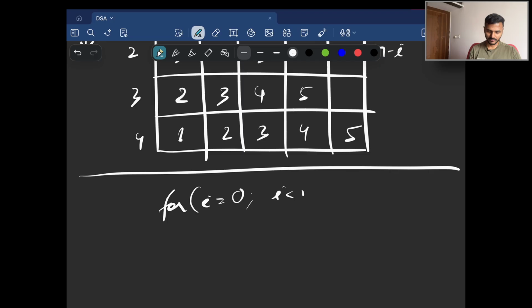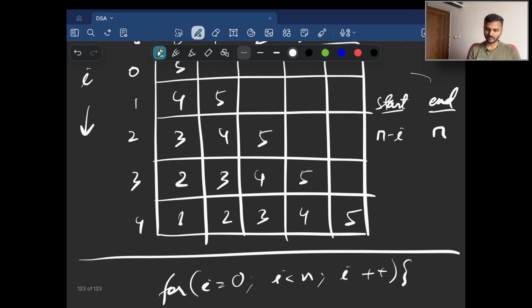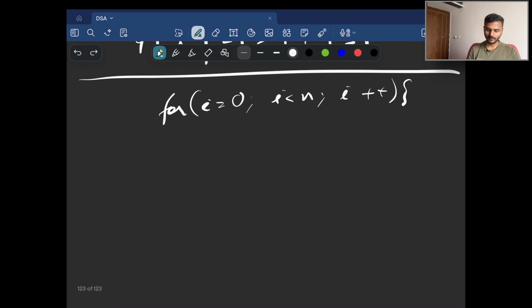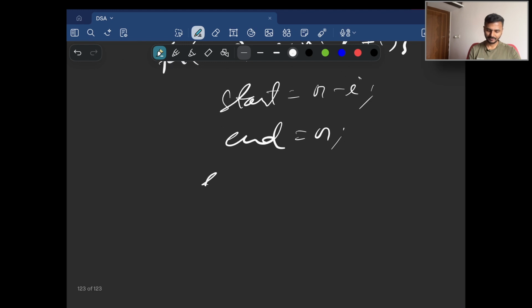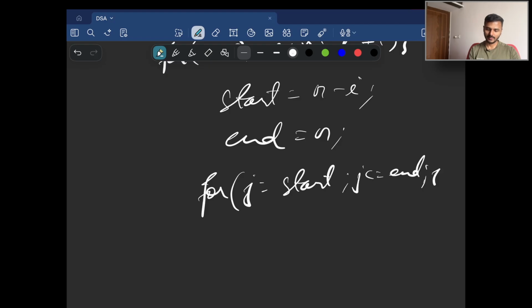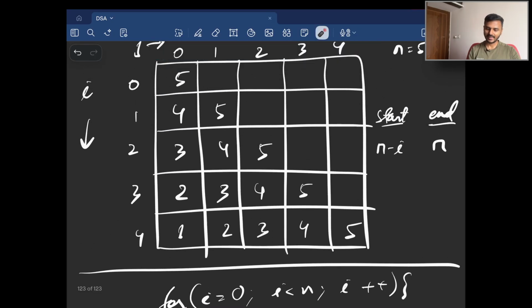The main loop will remain the same. That is, we are iterating from 0 all the way up to n. Then we're going to calculate the start and end value. Start will be equal to n minus i and end will be equal to n itself. And then we're going to say j is equal to start, j less than or equal to n, right? Because we need to go till the end value because we are printing the end value also.